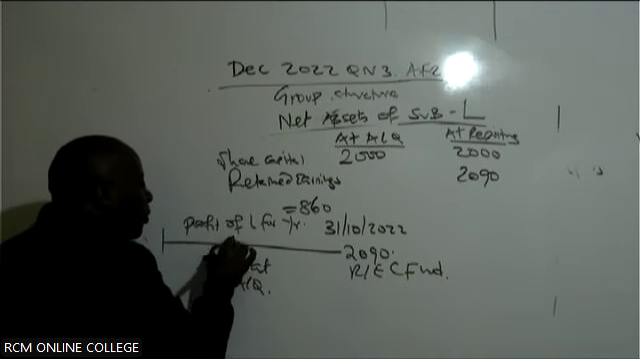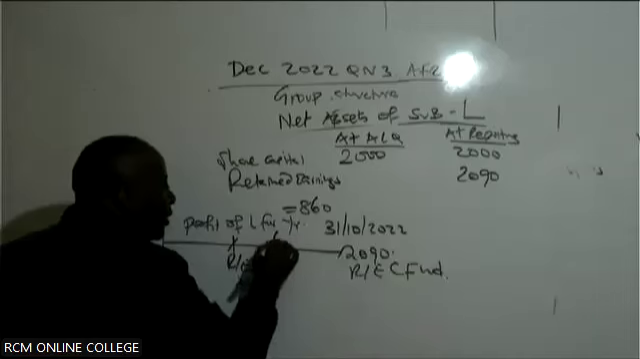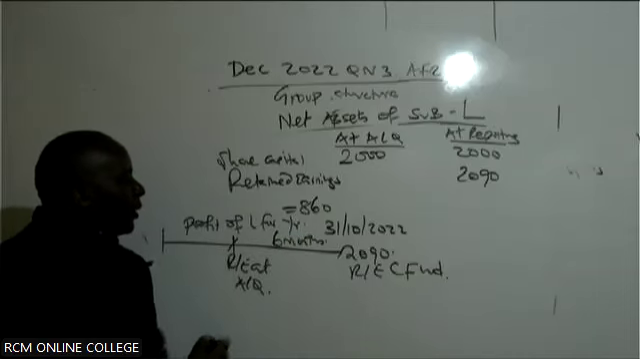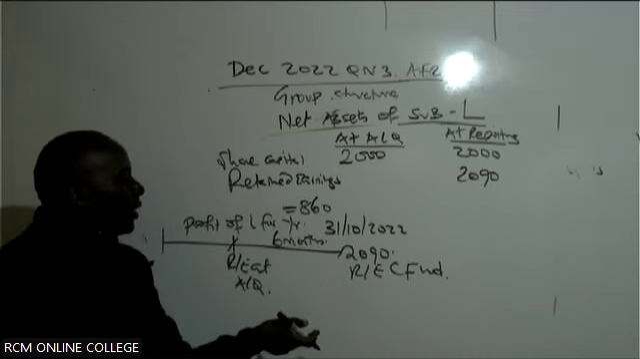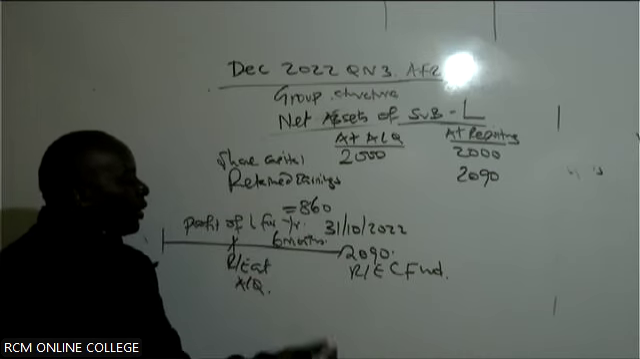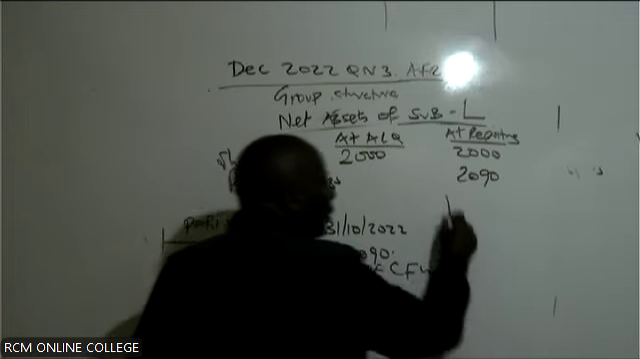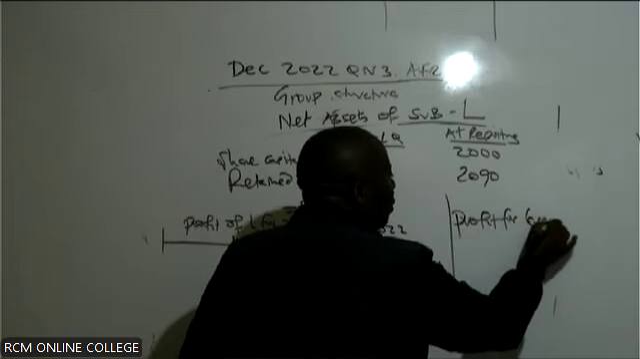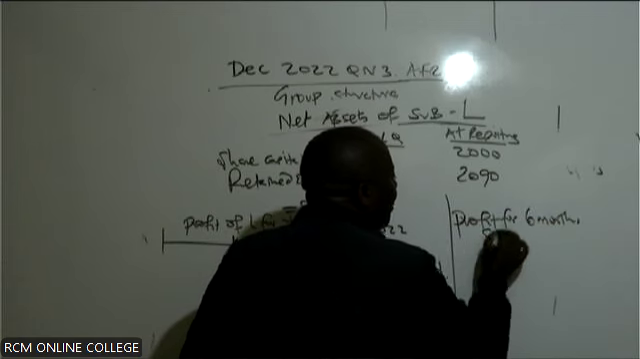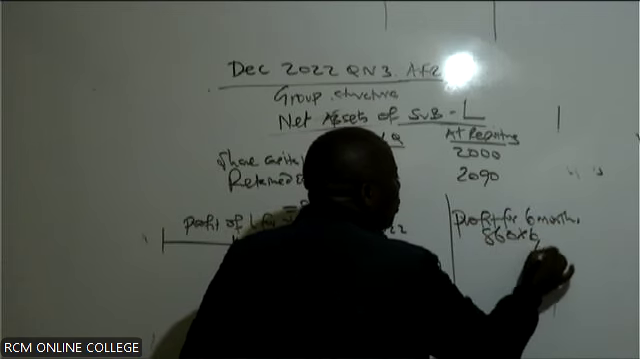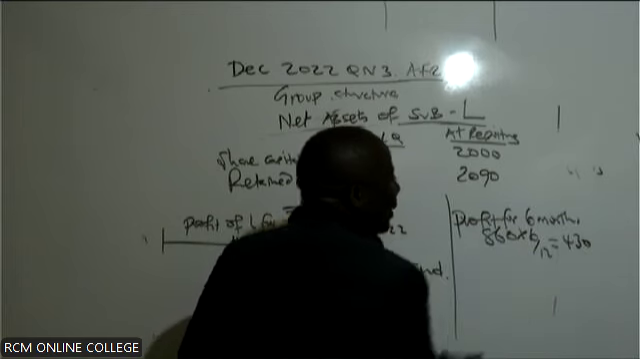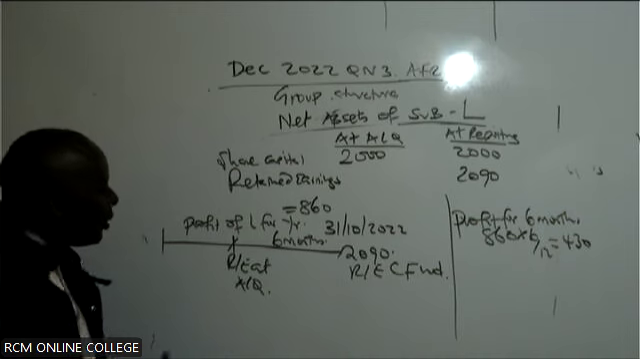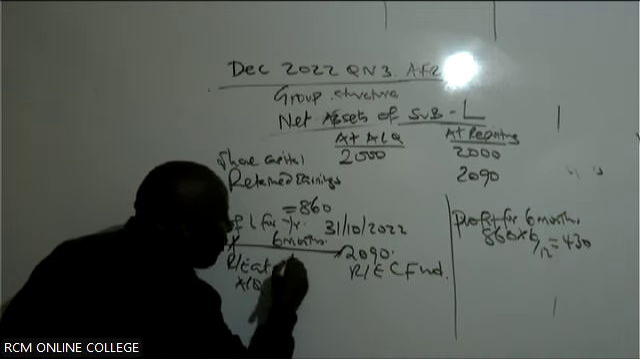Fortunately, I know from acquisition to here we have 6 months. This is profit for a whole year, so give me profit for 6 months. Profit for 6 months will be 860 times 6 over 12, which ends up giving me 430. So between here and here, I have 430.